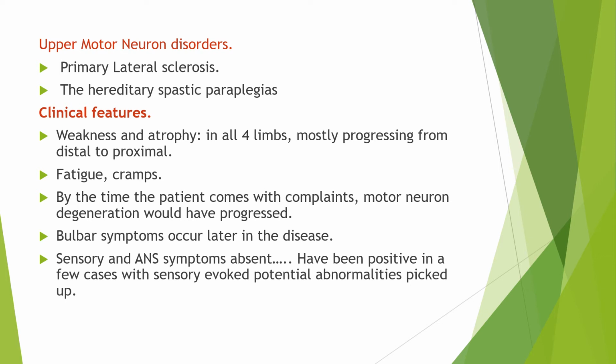So a brief summary of clinical features which I discussed before. Patient may present with weakness and atrophy in all four limbs, mostly progressing from distal to proximal. Usually in neurological lesions in which the motor neurons are involved, the weakness starts distally and progresses to the proximal. In myopathic lesions, usually weakness starts from the proximal portion.